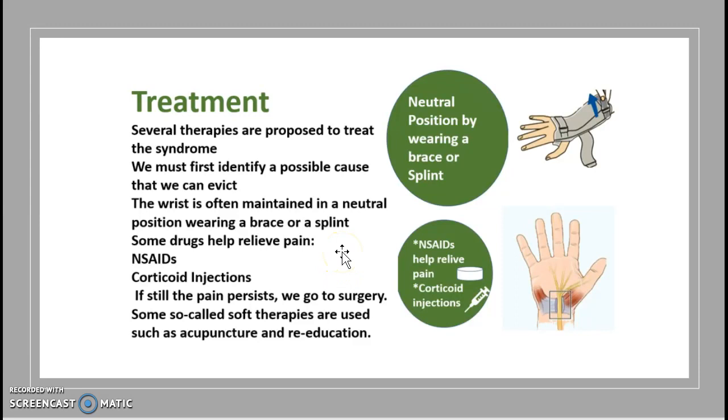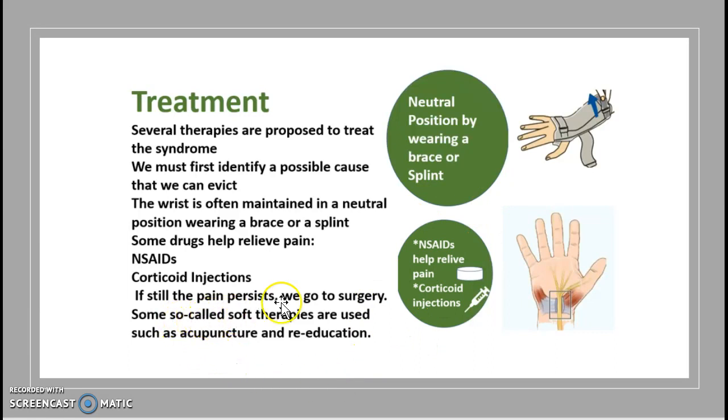The first is going to be any NSAIDs. So for example, Tylenol. They help relieve the pain. If that doesn't work, then you want to go into corticoid injections. And if the pain still persists even through that, then you might want to go into surgery.